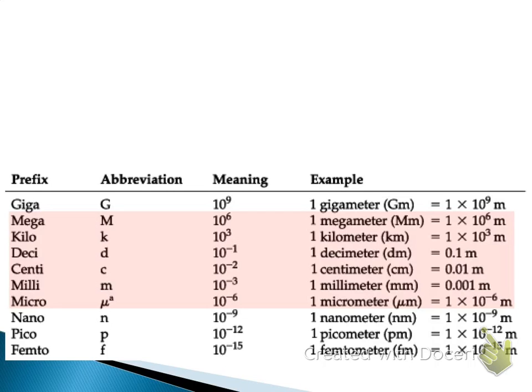The way I would write it looks the same for units bigger than meter. I would say mega is a capital M, and 1 megameter is equal to 1 times 10 to the 6th, or a million regular meters.